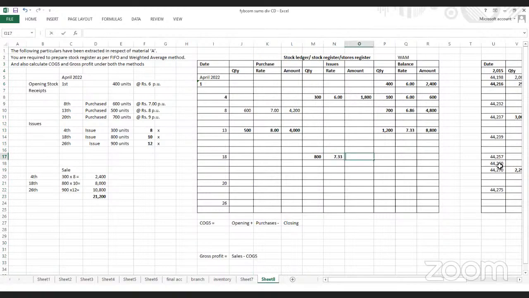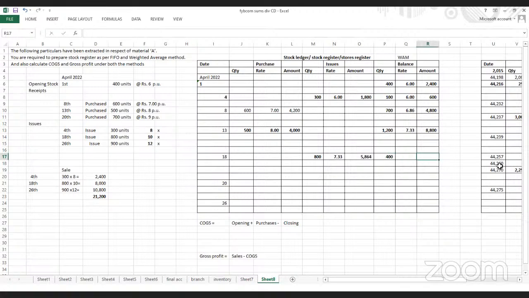So amount will be into 7.30, 564. How to get closing balance? Simply deduct the units issued from closing units which you had on earlier date. So out of 1200 units, 800 are issued. So leftover are 400. Clear?